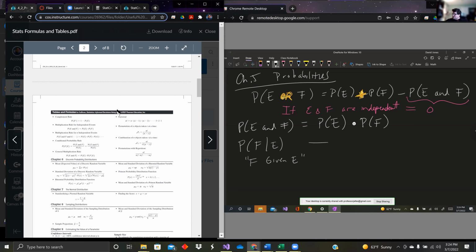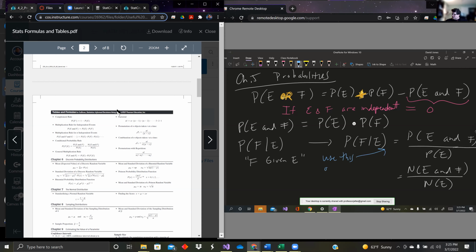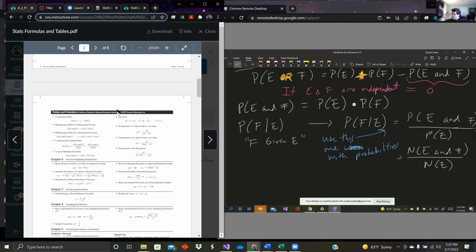There's a formula for this. Probability of F given E equals the probability of both divided by the probability of E. This is when we had probabilities. We also did a version where we had the number of E and F over the number of E. So we use this one when you have probabilities, and we use this one with data counts, with actual data.